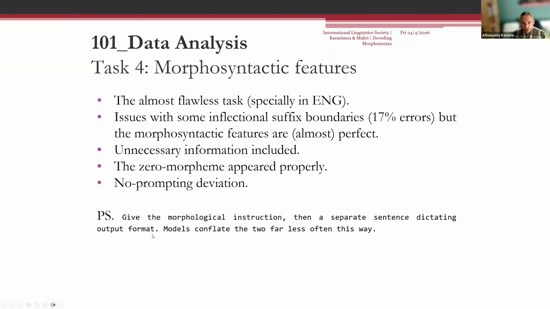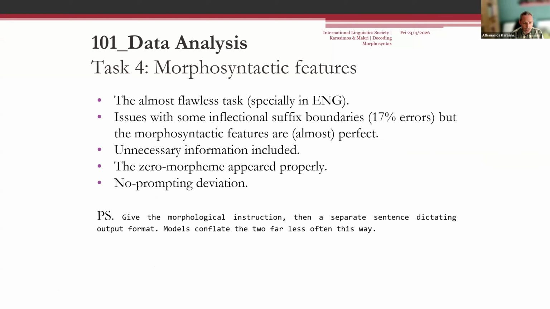Now for the fourth task, about identifying the morphosyntactic features, it was almost flawless, especially in English, which is a poor morphological language. However, the system was always identifying the feature and its value, of course, for the inflectional suffix. The same also for the derivational suffixes. There were only some issues based on the suffix boundaries.